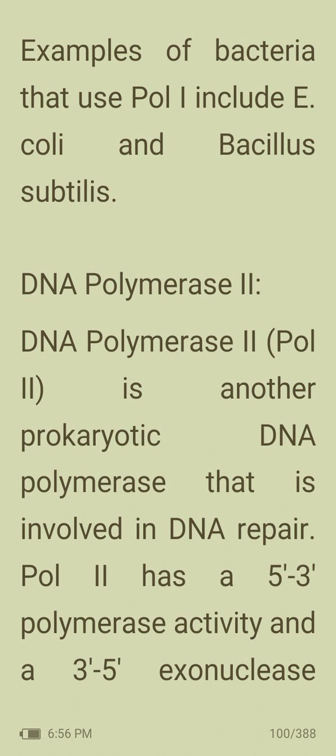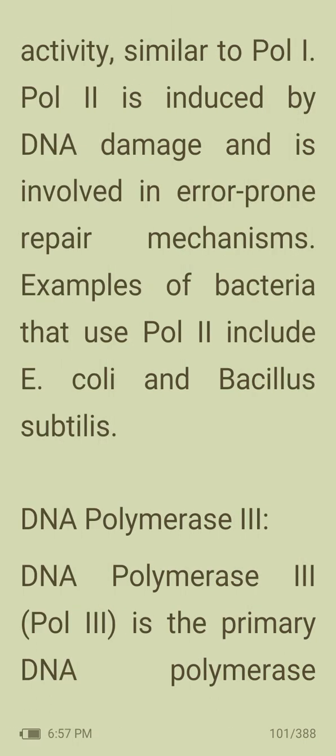Then DNA polymerase 2. DNA polymerase 2 is another prokaryotic DNA polymerase that is involved in DNA repair. Pol 2 has a 5' to 3' polymerase activity and a 3' to 5' exonuclease activity. Similar to Pol 1, Pol 2 is induced by DNA damage and is involved in error-prone repair mechanisms. Examples of bacteria that use Pol 2 include E. coli and Bacillus subtilis.